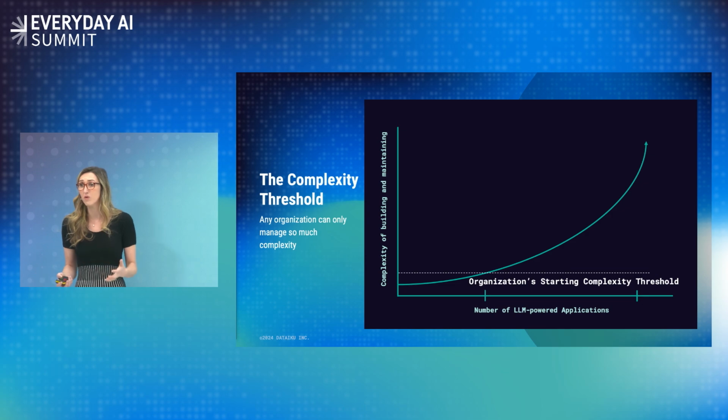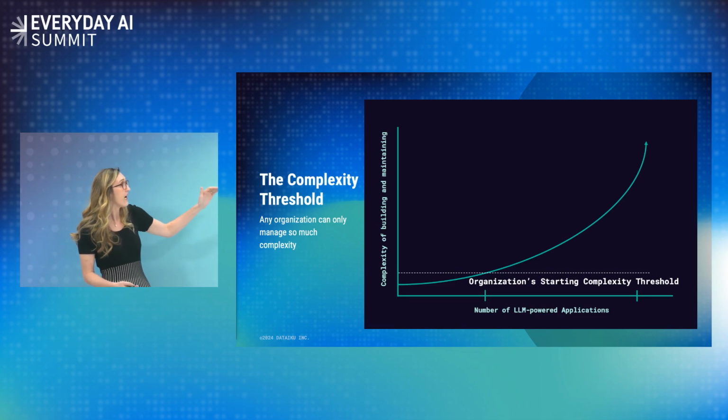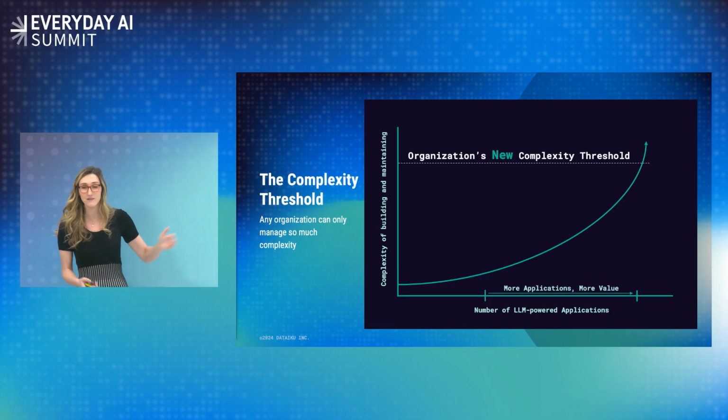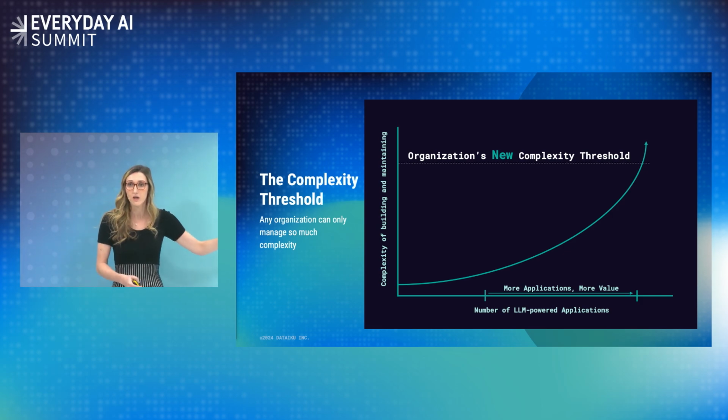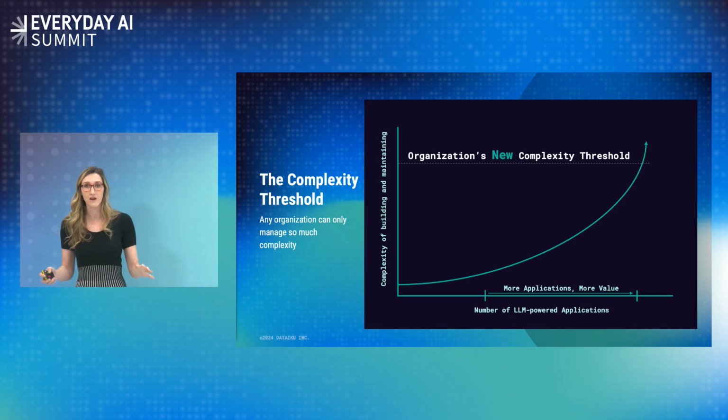But we heard before that these are the type of applications that are creating value and differentiation for a given organization. So what we need to do is see how we can try and raise this complexity threshold to enable the development of more applications and more value. And the way we do this is by shifting the architecture paradigm of how we build these LLM-powered applications, and not simply looking at how we build one or two, but how we scale this across the entire enterprise.